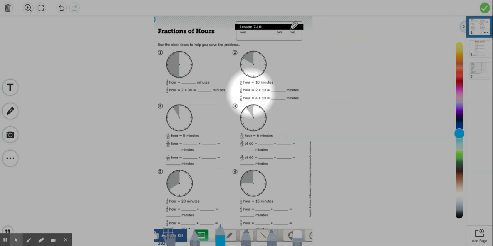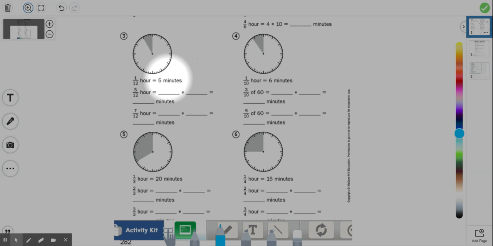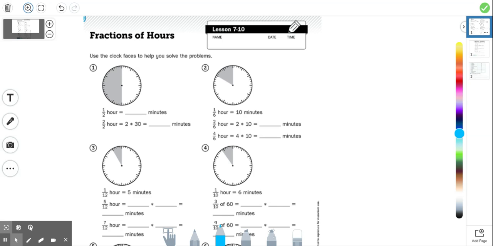So let's start off with a little bit of a warm up here. So I'm going to zoom in a bit. This is fractions of hours. Use the clock faces, the face of the clock, it looks like a face, to help you solve the problems. So let's try zooming in, see if I can not mess it up too much. Hopefully we can see problem one. All right, so problem one. Use the clock faces to help you solve the problem. So half an hour, and this is in your book.